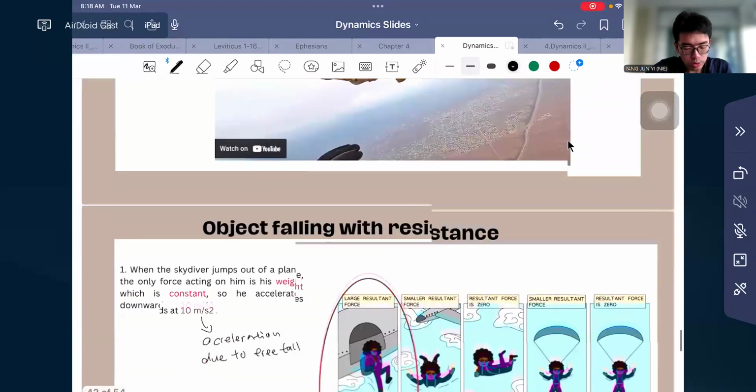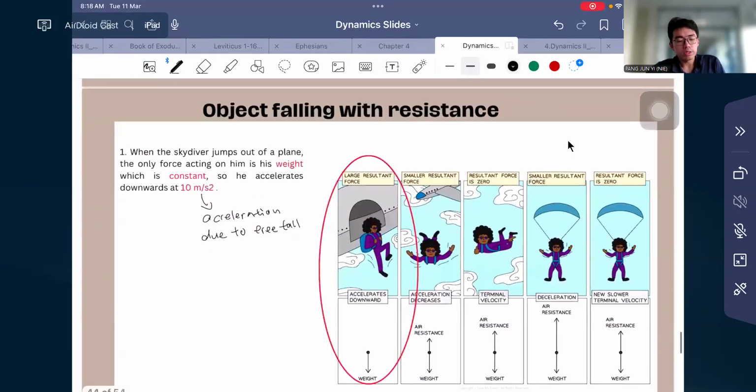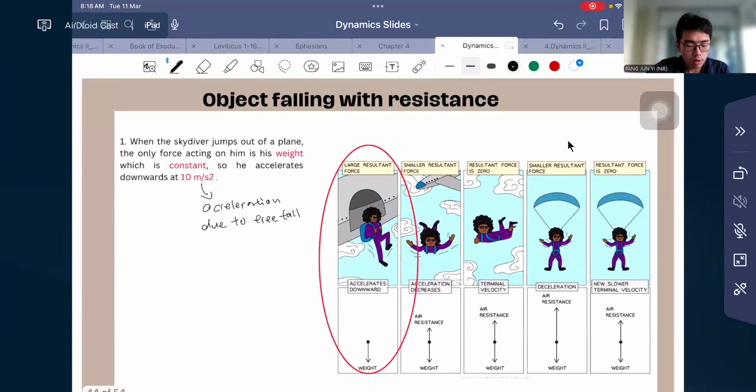How does it look like actually? Firstly, when the skydiver jumps out of the plane, the only force acting on him is his weight. So the weight is constant, because the person is still on Earth. When the only force acting on him is his weight, he will accelerate downward at 10 meter per second square. The question is why?